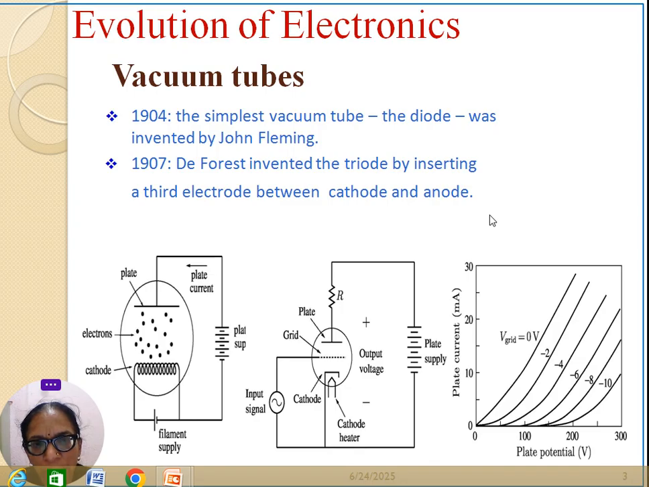Vacuum tubes. In 1904, the simplest vacuum tube, the diode, was invented by John Fleming. In 1907, Lee de Forest invented the triode. Diode, since the name suggests, consists of two electrodes, that is anode and cathode.